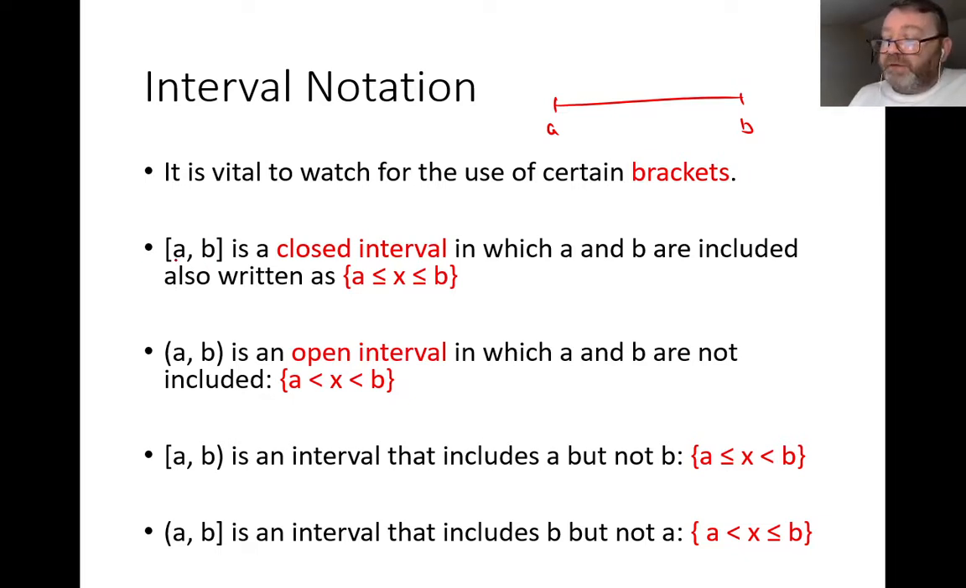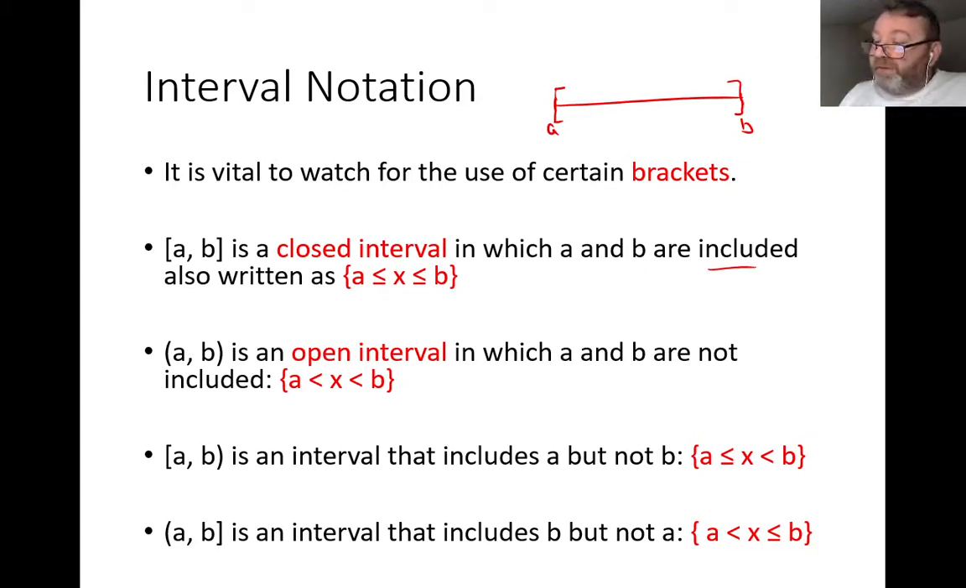If in mathematics square brackets are used, square brackets will always tell me that I am using A and B and every number between, okay? So it's called a closed interval. And the reason why it's called a closed interval is it does not go beyond A and B. It starts at A, includes it, takes every number then up as far as B and includes B as well. So it's a closed interval in which A and B are included.